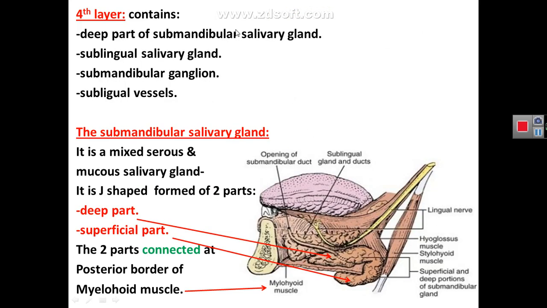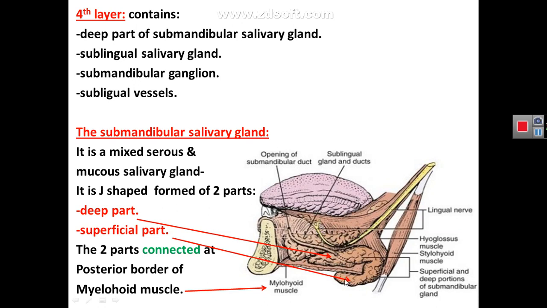The fourth layer, deep to the floor, deep to the third layer, is seen here. It is formed by the deep part of the submandibular salivary gland and also by the sublingual salivary gland, and also by the submandibular ganglia supplying these glands with parasympathetic fibers. There are also some vessels below the tongue, called sublingual vessels.